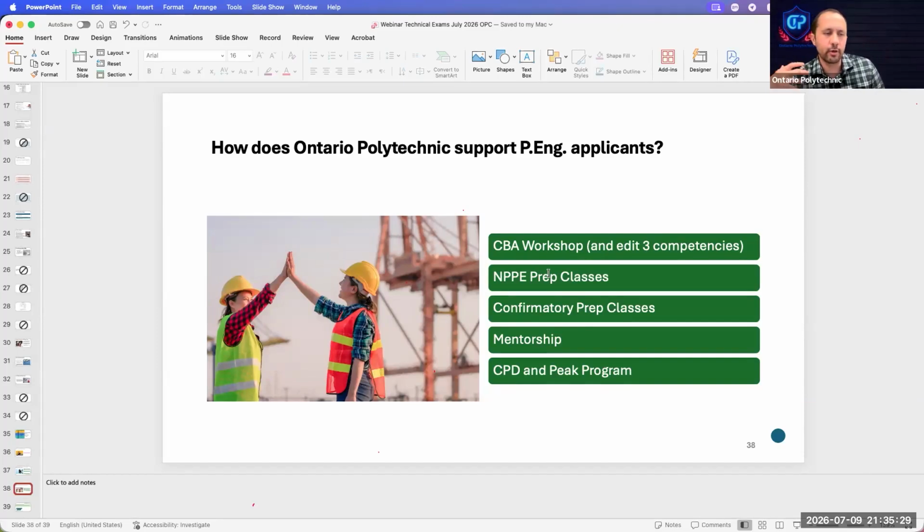The CBA is like your resume. It's an extended version of your resume. So you have to document your work experience and just submit it. So it's not an exam.